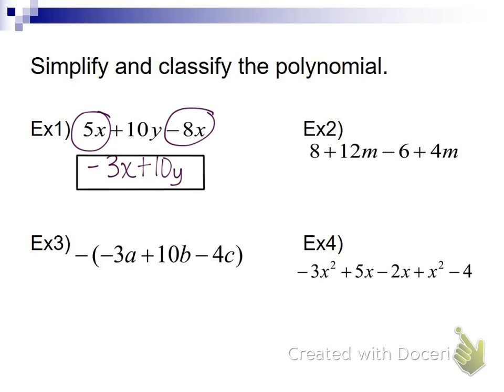On number 2, what are two terms that are alike? 8 and negative 6. Good. 12m and positive 4m are also alike. Usually when we write these, we would write them with the variable part first. I didn't do that. So 12m plus 4m gives me 16m. Plus 2. 8 minus 6 is a positive 2.